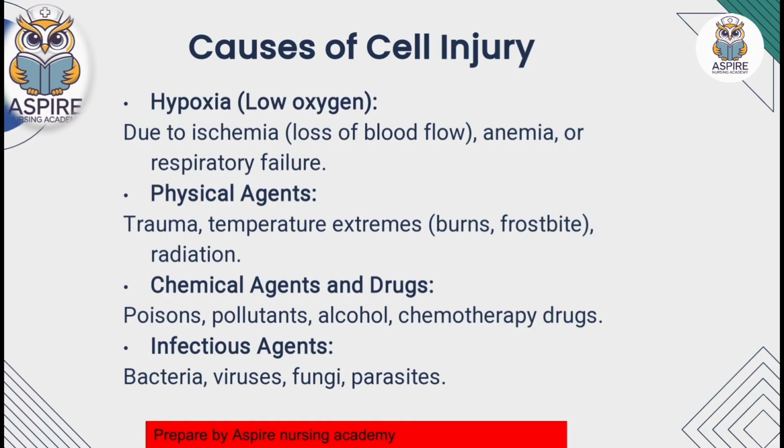3. Chemical agents and drugs. This includes poisons like cyanide, pollutants in air or water, alcohol, and some chemotherapy drugs. These chemicals disrupt enzyme activity and damage cell structure. 4. Infectious agents. You already know these well. Bacteria, viruses, parasites. Some kill cells directly, others release toxins, and some trigger the immune system to attack.